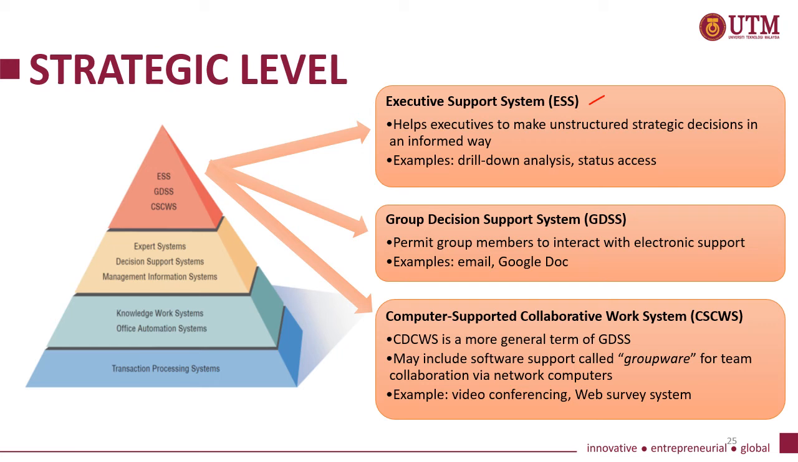The second system is Group Decision Support System. It permits group members to interact with electronic support, for example, email and Google Doc. The third system is a computer-supported collaborative work system. It is a more general term for group decision support system. It may include software support called groupware for team collaboration via networked computers. For example, video conferencing and web survey system.